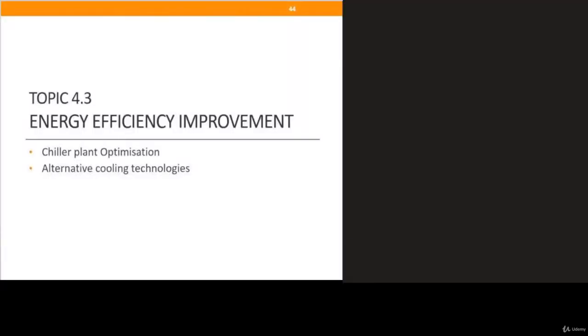Welcome to topic 4.3. In this topic, we will learn about chiller plant optimization as well as the different ways of achieving cooling other than using a typical chiller.